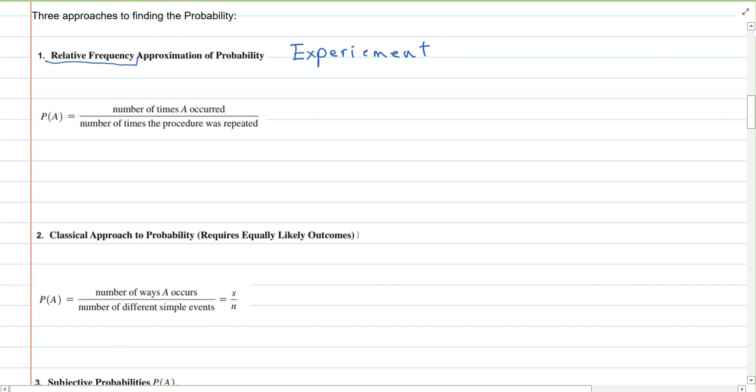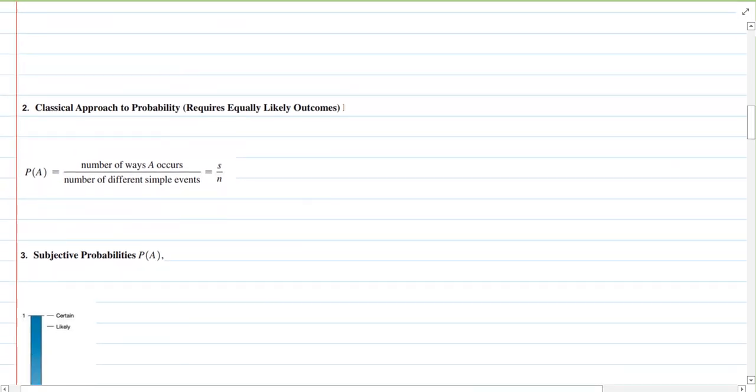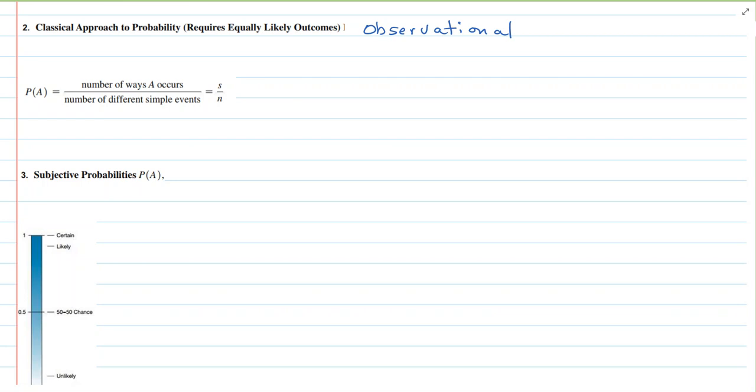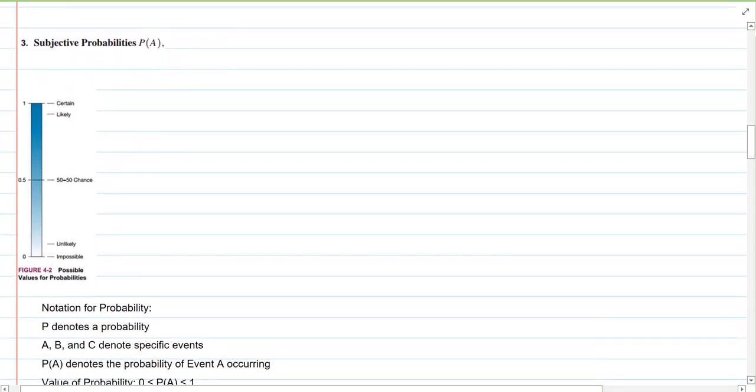And then we're looking at the classical approach to probability: the number of ways A occurs over the number of different simple events. And this is more observational. So in this case, we know what we're studying. We're studying how many times a boy is born over the total number of births given in a hospital. Those are observational, or a classical approach. And then subjective. Subjective is more a feeling of the event being studied.